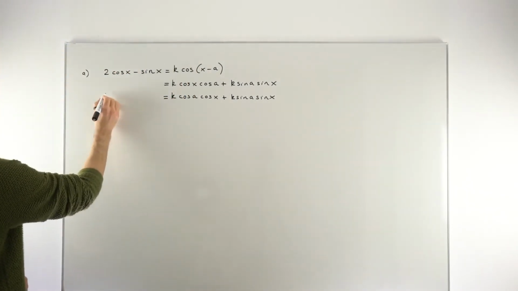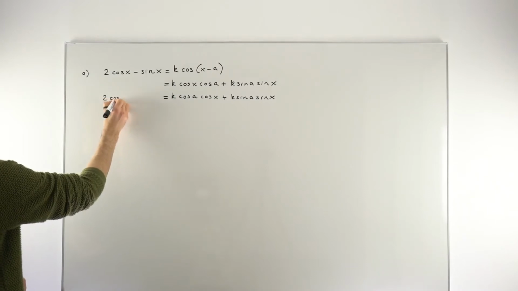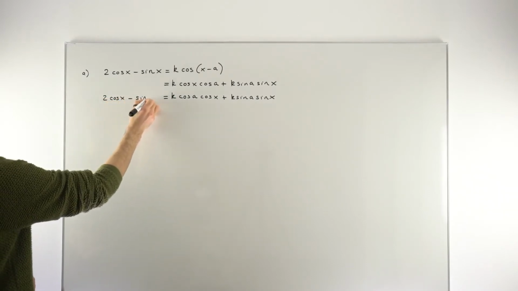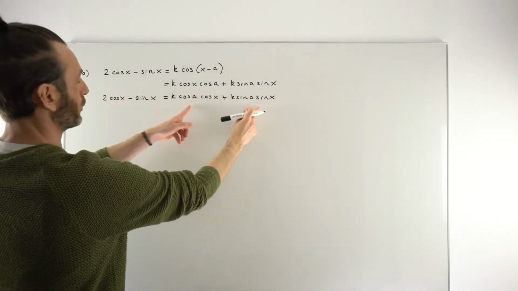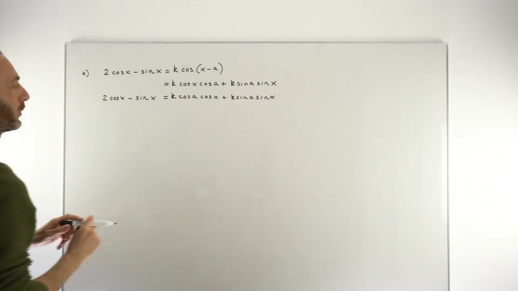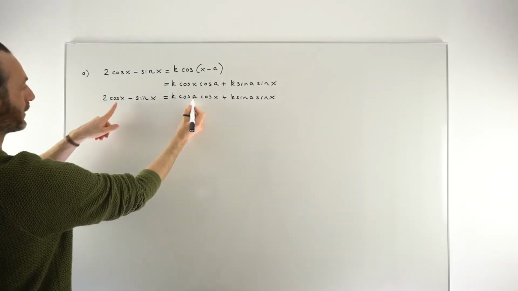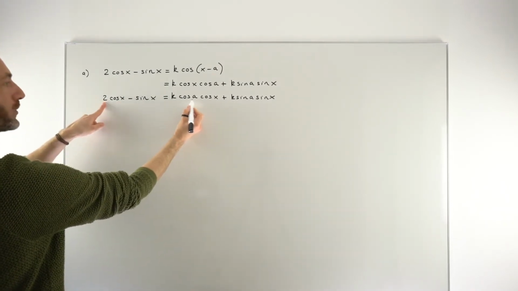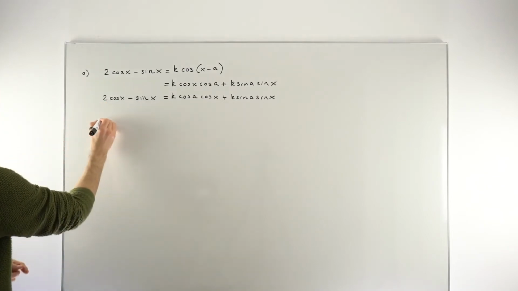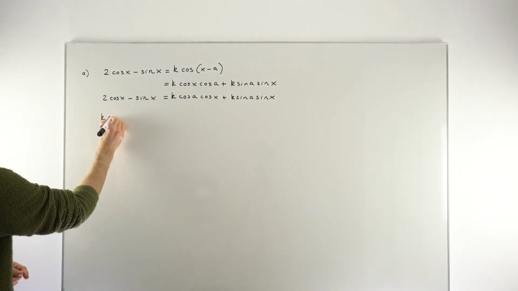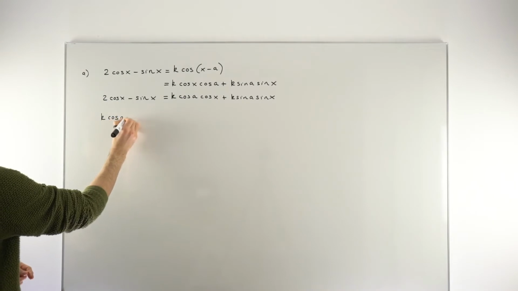So we could pull this down here to make it 2 cos x minus sin x, and then we're really just doing inspection. We're matching the left and the right hand side of the equation. So in front of the cos x here, we've got k cos a. In front of the cos x here, we've got 2, so they must be equal. So we can make a little mini equation. So k cos a equals 2.